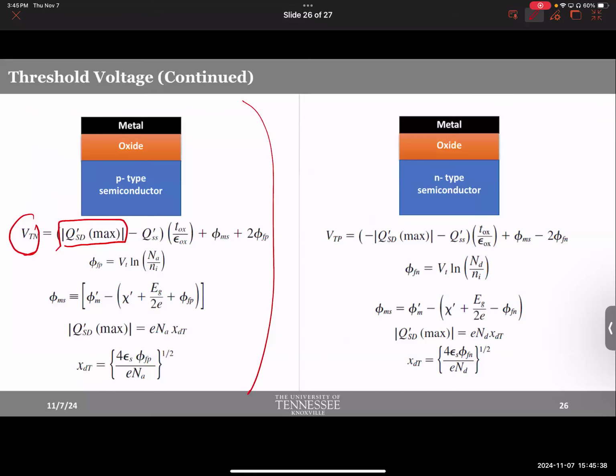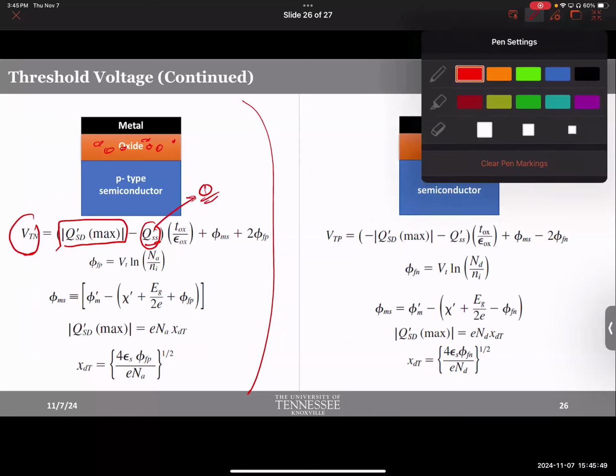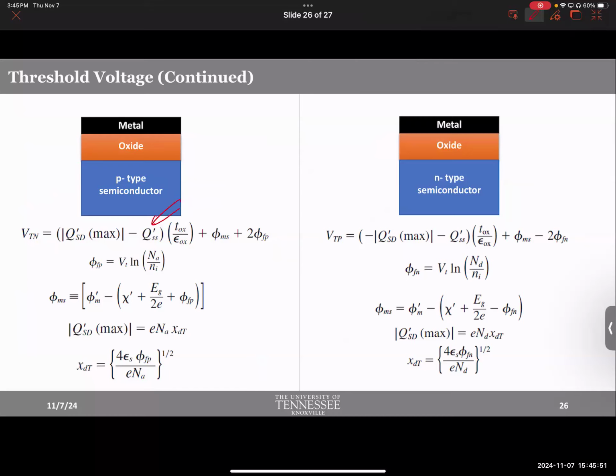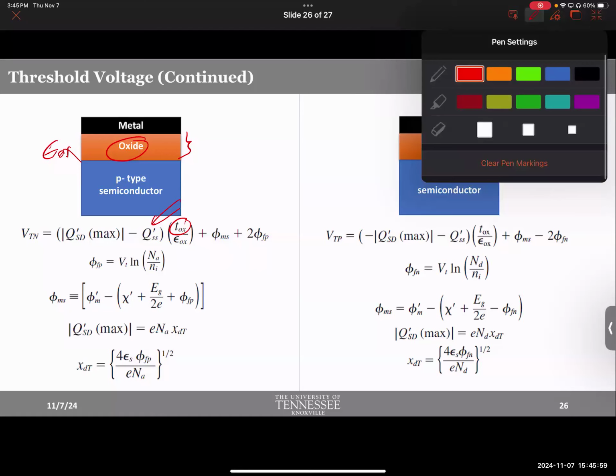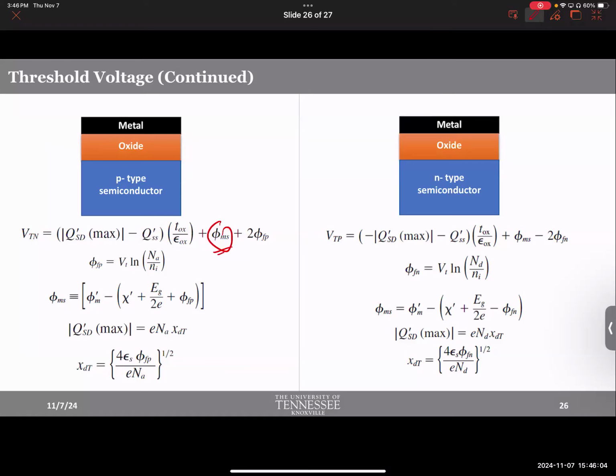QSS is the trap charge in oxide, which we don't really deal with too much. In math problems, oftentimes for simplicity, we'll assume it to be 0. But if you know it, you can just plug it in. Oxide thickness is the thickness of this oxide. Epsilon ox is the dielectric constant of this oxide. You cannot change any of that. These are all given, right? Phi ms is the only parameter that you could change.